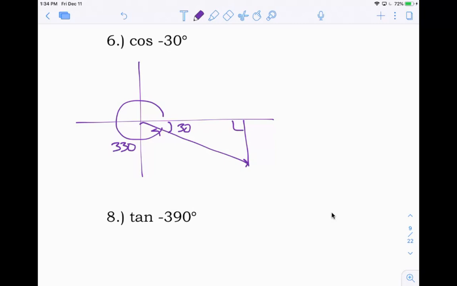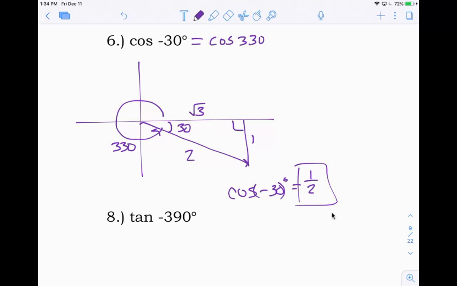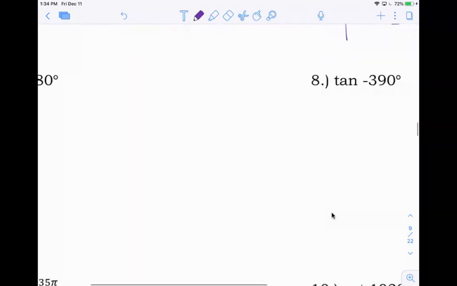All right, so now we do this. 30 degrees gives us that 30, 60, 90 triangle. 30 is across from the smaller side, and with the bigger side, hypotenuse of 2. Cosine of that, so it's cosine 330. All right, cosine of negative 30 degrees is equal to adjacent over that hypotenuse. It's equal to 1/2. Sweet.